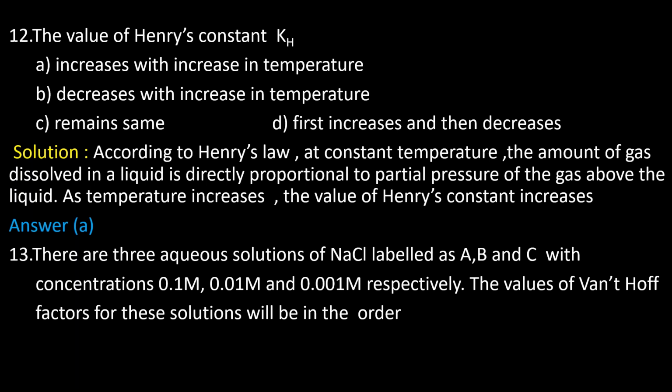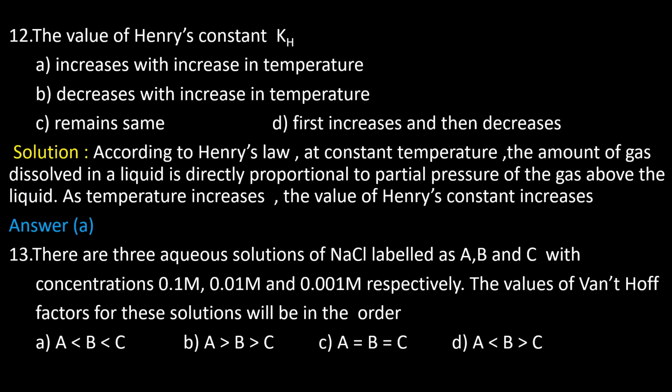There are three aqueous solutions of NaCl labeled as A, B and C with concentrations 0.1 m, 0.01 m and 0.001 m respectively. The values of Van 't Hoff's factors for these solutions will be in the order: A option, A less than B less than C; B option, A more than B more than C; C option, A equal to B, B equal to C; D option, A less than B, B more than C.